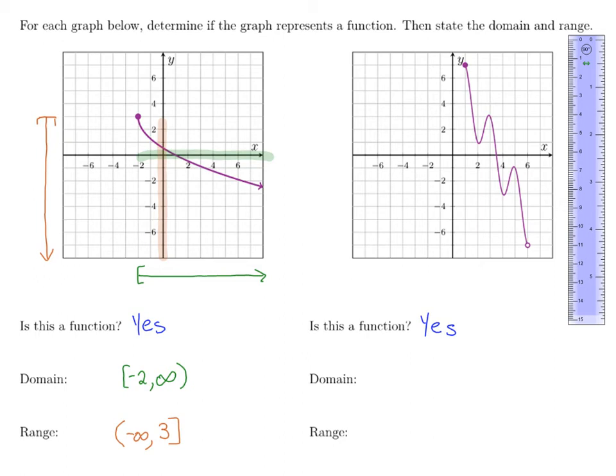So let's go to our second function and do the same thing to determine the domain and range. Looking at the second function, I can see that at the point 1, 7, there's a filled-in circle, and then the line squiggles and goes down to 6, -7. But at 6, -7, there's an open circle, and that open circle means that the function is not defined at 6, -7, but it's defined everywhere right up to that point. So that open circle means it's not defined there.